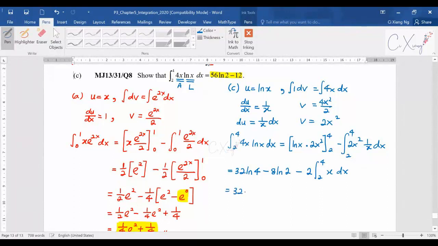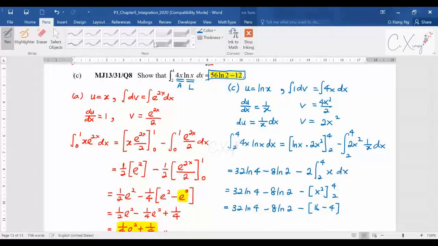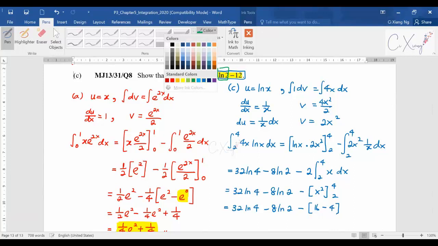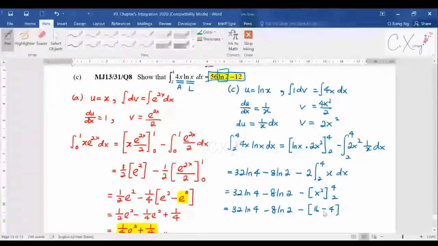If I continue with the integration for this part, integrate x, you get x squared divided by 2, which simplifies with the 2 outside, so you have x squared here. What you need to do is substitute the limits 4 and 2. So 32 ln 4 minus 8 ln 2, minus 4 squared is 16, and 2 squared is 4. If you look at the answer here, they want you to express everything in ln 2. 56 ln 2 minus 12. If you look at our answer again, you will realize that the negative 12 is out already.